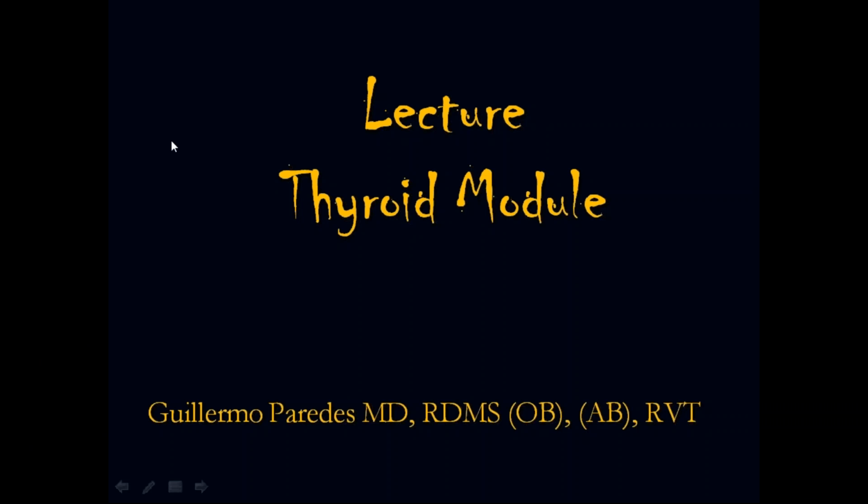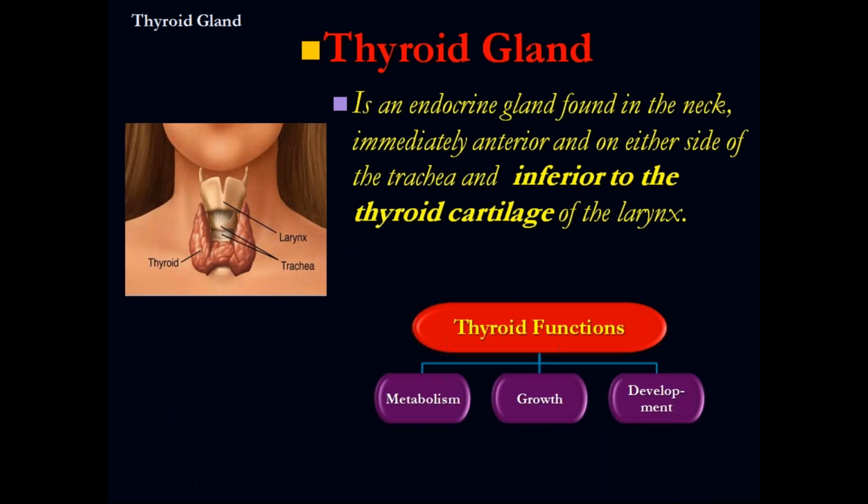So our first topic will be about the thyroid gland. Talking about the thyroid gland, we already know the anatomy and the physiology. Just to refresh a little bit, the thyroid gland produces T3 and T4. T4 is called thyroxine. It also produces calcitonin.